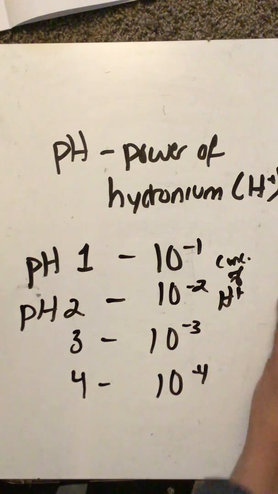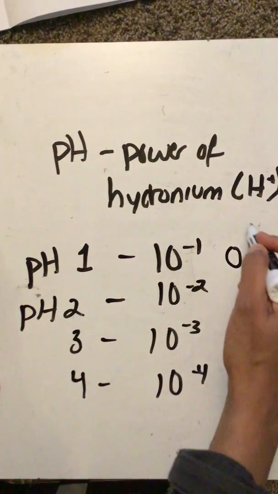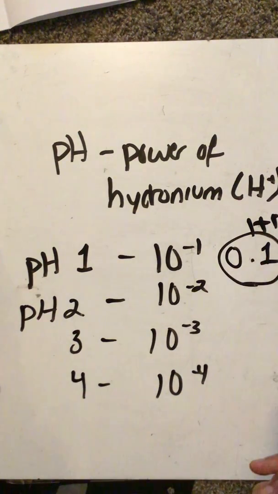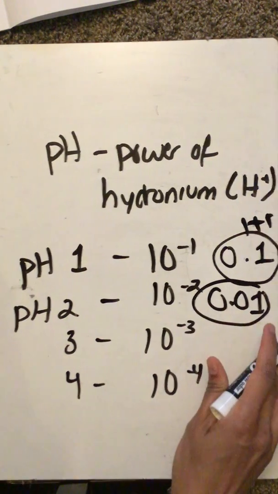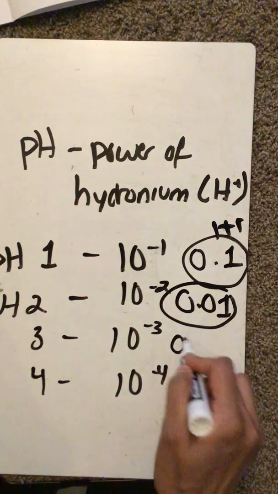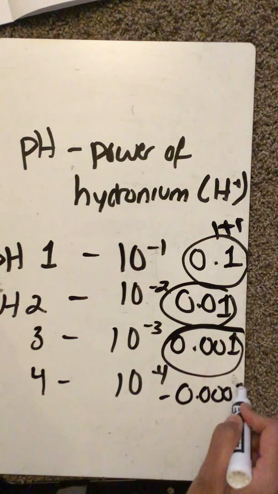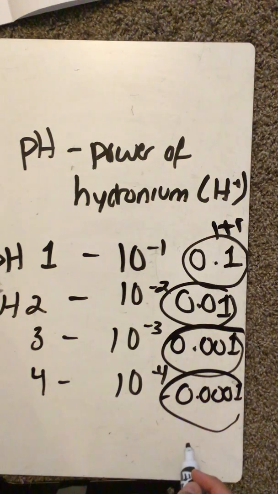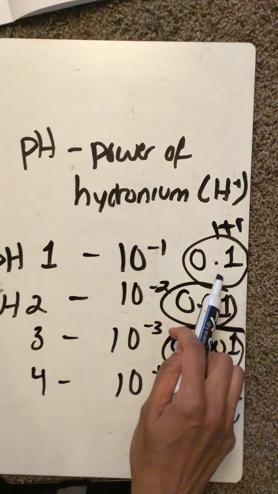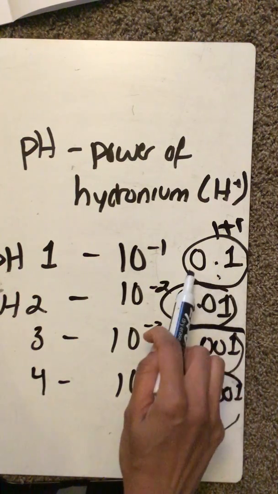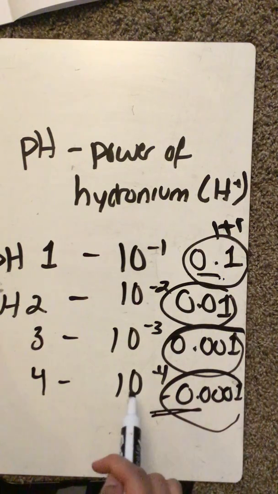So you can see that if you have 10 to the negative 1, your concentration of H positive is 0.1. If you're 10 to the negative 2, your concentration of H positive is 0.01. If you're 10 to the negative 3, the concentration is 0.001. If you're 10 to the negative 4, the concentration of hydronium is 0.0001. So pH of 1 has the highest concentration of hydronium ions at 0.1, because 0.1 is bigger than 0.0001.